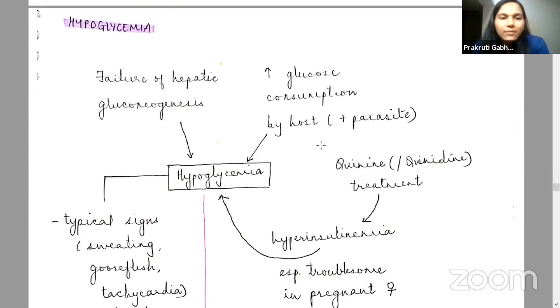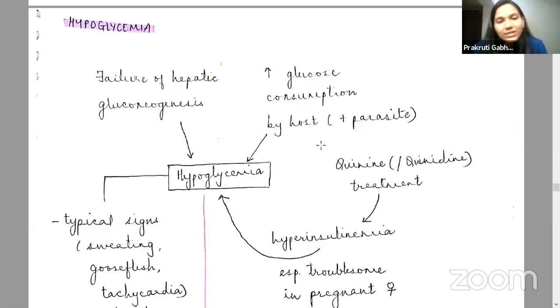Apart from cerebral malaria, you can see hypoglycemia. And the reason for that is the liver, again, there is sequestration of RBCs in the liver. So there's failure of hepatic gluconeogenesis. And there's also increased glucose consumption by the host as well as the parasite. So that will lead to hypoglycemia. Apart from that, the drugs that we use for treatment, quinine or quinidine, both of them lead to increased insulin in the blood from the pancreas, especially in pregnant females, which further adds up to hypoglycemia.